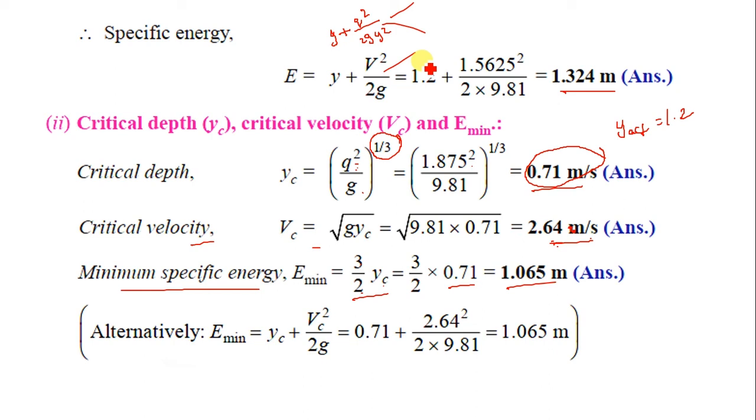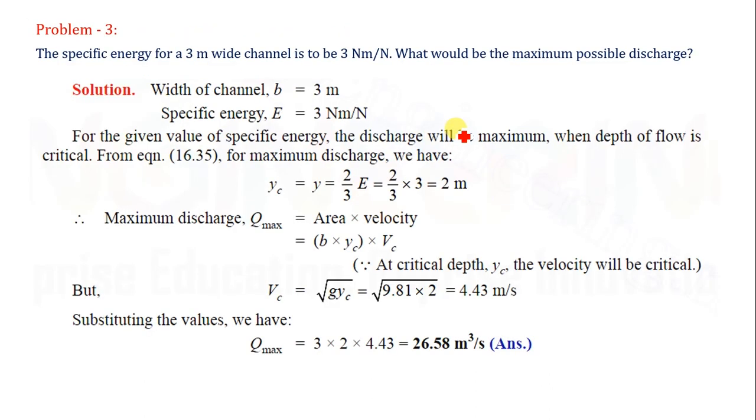So you calculate yc equals 0.71, but that does not mean the flow is going with 0.71. It is actually going with a depth of 1.2 itself. But when the depth 1.2 decreases to 0.71, then the flow in that channel is going to be critical flow. That is what I wanted to tell you here. Different channels will have different critical depths, so that is the reason for finding it.